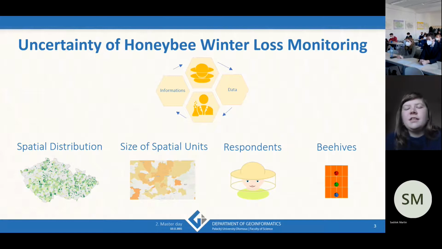Okay, so we can ask why we want to visualize the uncertainty. The reason is really simple, because the whole project, at least in Czech Republic, or the whole monitoring, works on a concept of citizen science, which means that beekeepers voluntarily give their data to us as scientists, and then we present them the results. The problem of any type of crowdsourced data is that we don't always have the same participants. These participants or respondents don't have the same number of beehives.